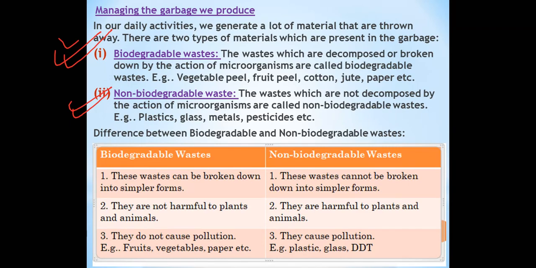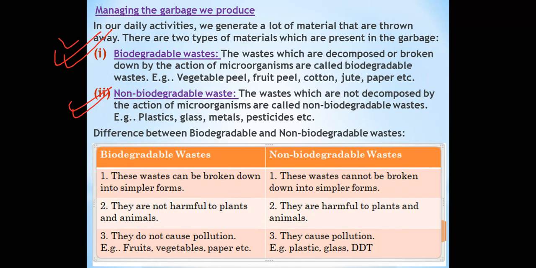Next is our non-biodegradable waste. So what are non-biodegradable waste? The waste which are not decomposed by microorganisms, or which are not broken down into small pieces by microorganisms, are called non-biodegradable waste. Examples: plastic, glass, metals, pesticides. These all are the examples for non-biodegradable waste.